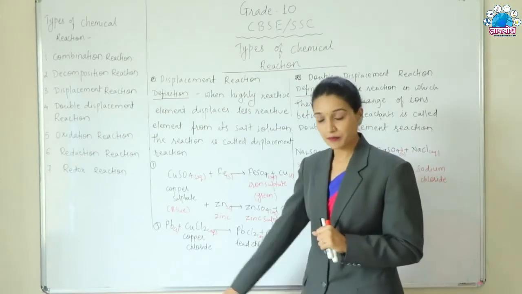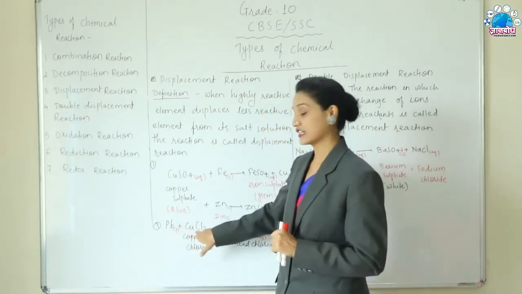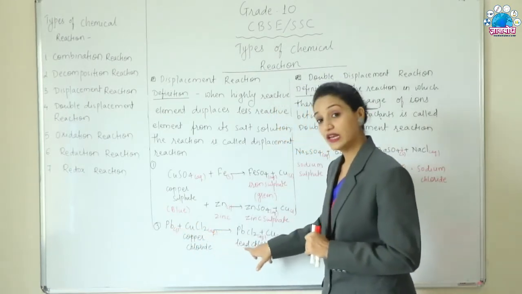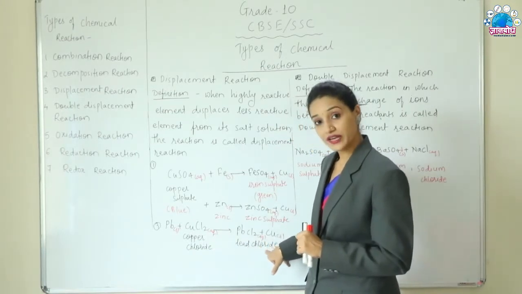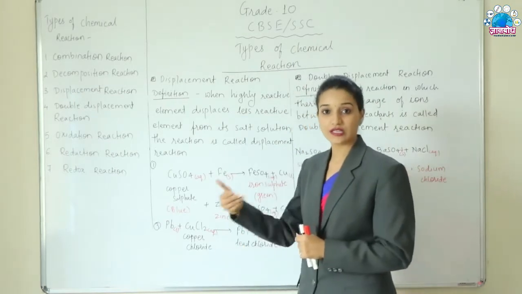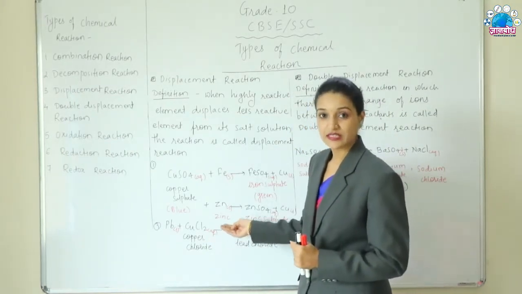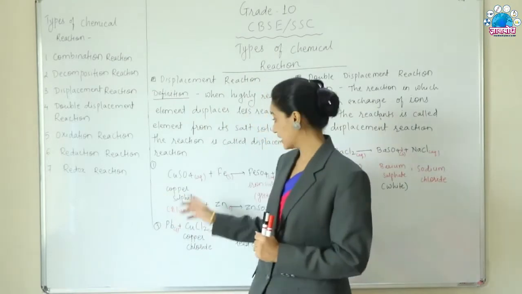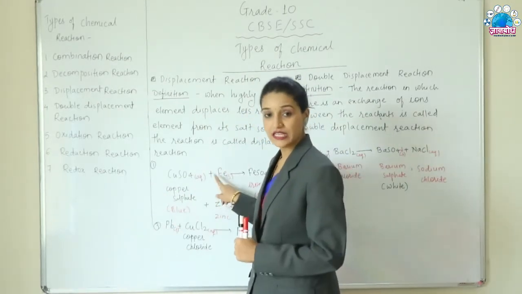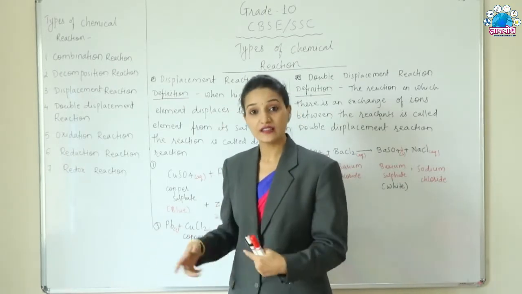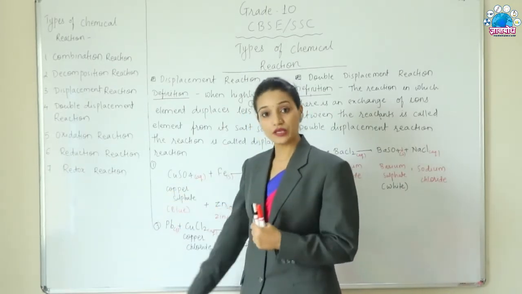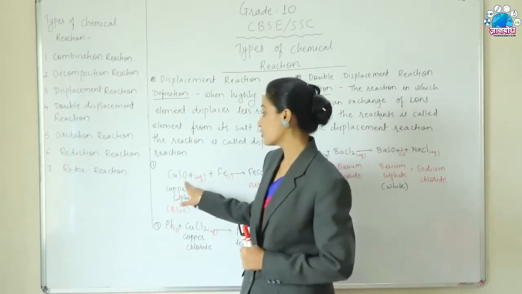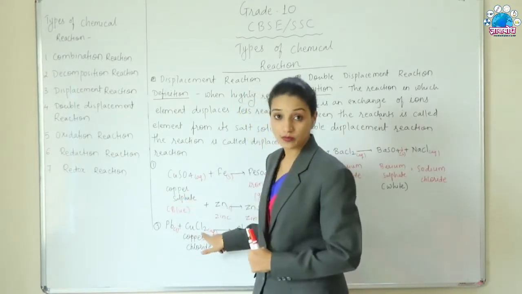Let's take another example: lead reacting with copper chloride. Lead reacts with copper chloride to form lead chloride, and copper is displaced because Pb, that is lead, is more reactive than copper. As per the definition, you can understand that iron, Zn and Pb, being more reactive than copper, can displace copper from its salt solution. Here the salt solution was copper sulfate and here it is copper chloride.